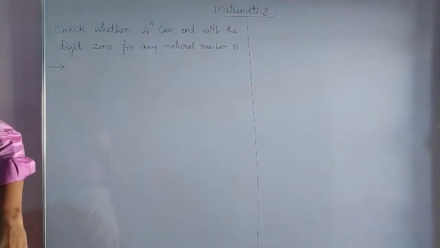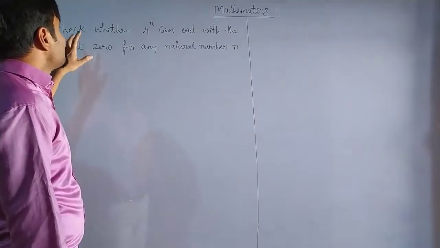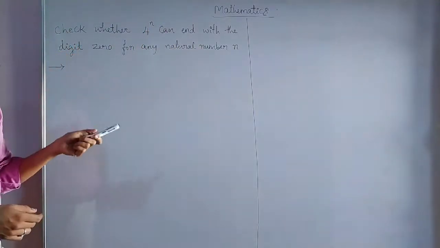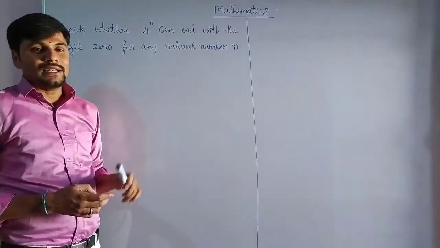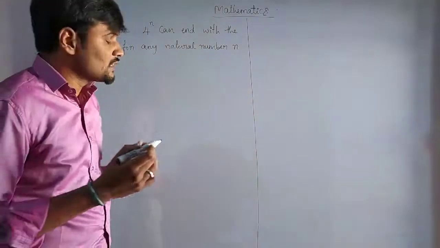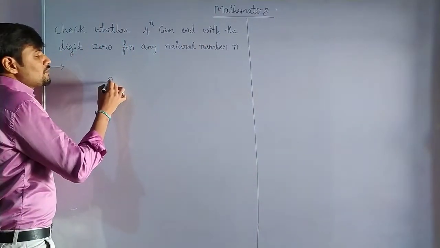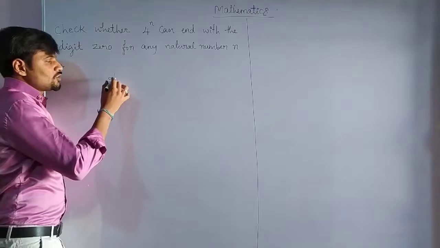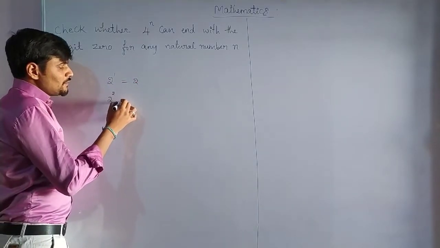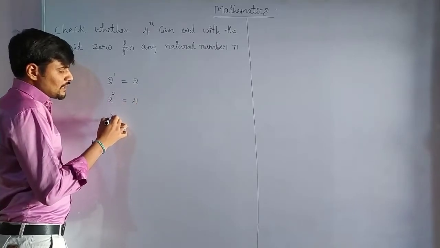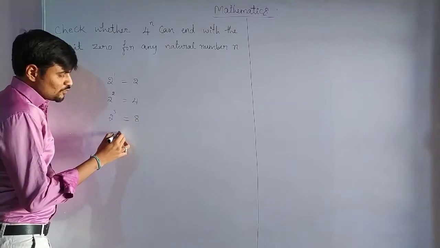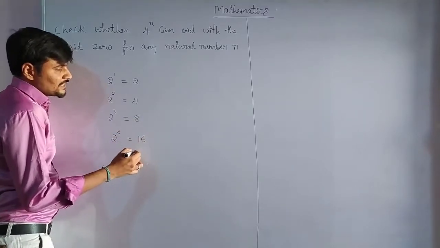Here I have given an example. Observe here: check whether 4 power n can end with the digit 0 for any natural number n, using the fundamental theorem of arithmetic. Before going to this, let us take an example. 2 power 1, where 1 is a natural number, is 2, and 2 power 2 is 4. Similarly 2 power 3 is 8, and 2 power 4 is 16.